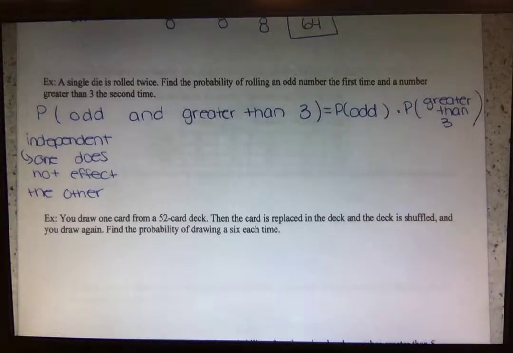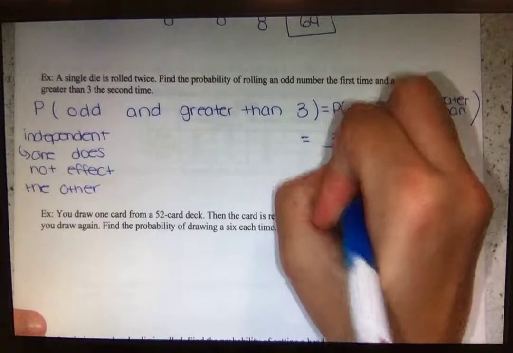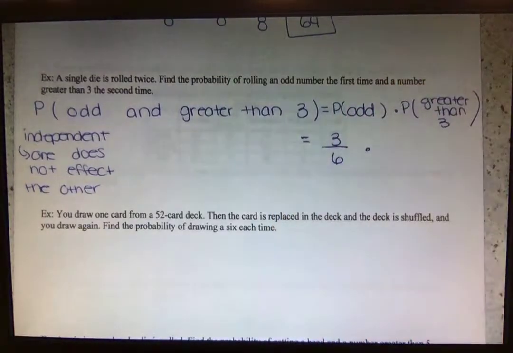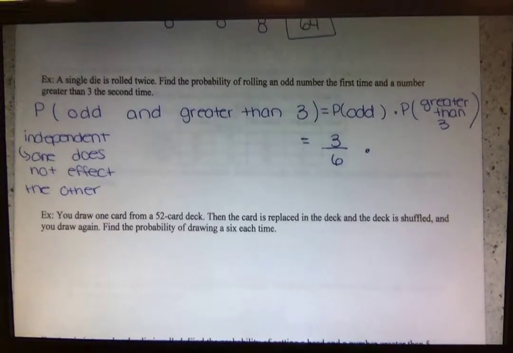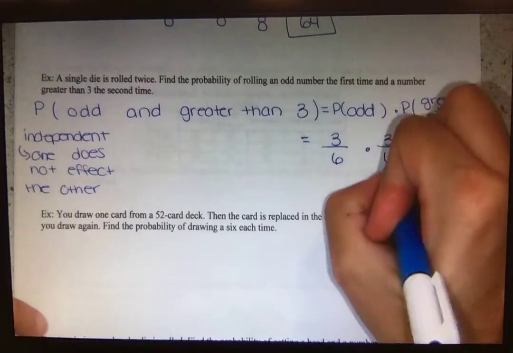So, if we have a 6-sided die, out of those 6 numbers, how many are odd? 3. So 1, 3, and 5. So 3 are odd out of 6 sides total. So out of our 6-sided die, 1, 2, 3, 4, 5, and 6, how many numbers are greater than 3? 3. So 4, 5, and 6. So we still have 3 over 6.